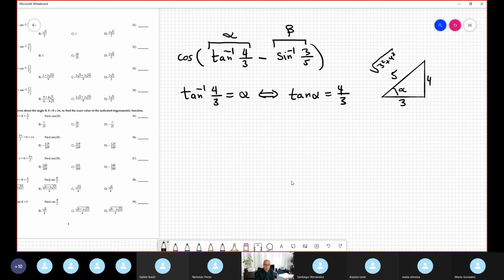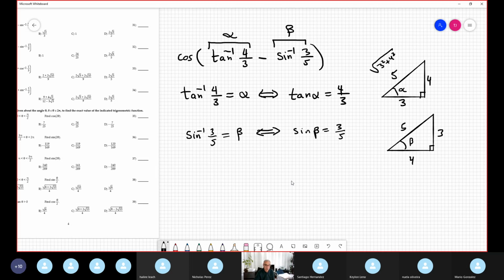Likewise, in the second part, I saw the sine inverse of 3/5 is equal to beta. Or using the trigonometry direct function, sine beta is equal to 3/5. Okay, this is not a fundamental triangle, so I need to do my own triangle. It's a beta. Okay, definition is opposite over hypotenuse. And again, this is a famous 3, 4, 5, but in different order.